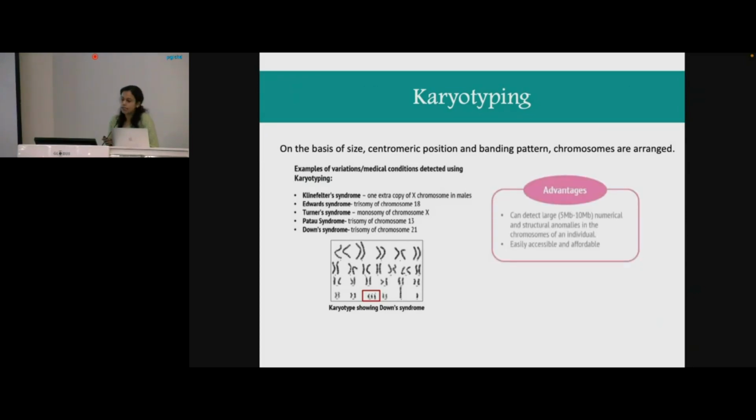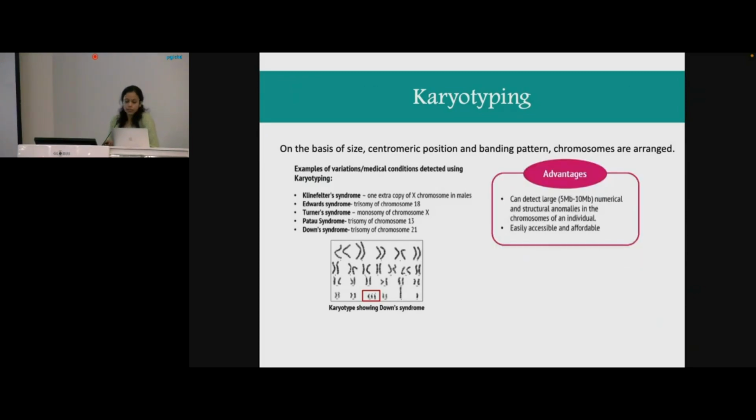Certain advantages and limitations of each and every technique. So what happens in the karyotyping, the advantage is you can detect the larger deletions or numerical structural variations, more than 5 MB, you can say 5 to 10 MB is the range. It is easily accessible and affordable, and it can give you the information about the balanced translocation.